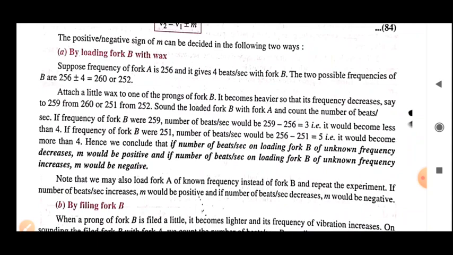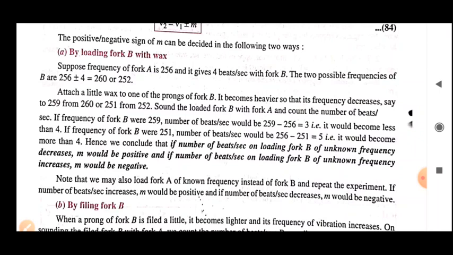Suppose the frequency of fork A is given as 256, and it gives 4 beats per second with fork B. So there are two possible frequencies for B, as I just told you: 260 or 252. If we attach a little wax to one of the prongs of fork B, it becomes heavier, so its frequency decreases, say to 259 from 260, or 251 from 252.